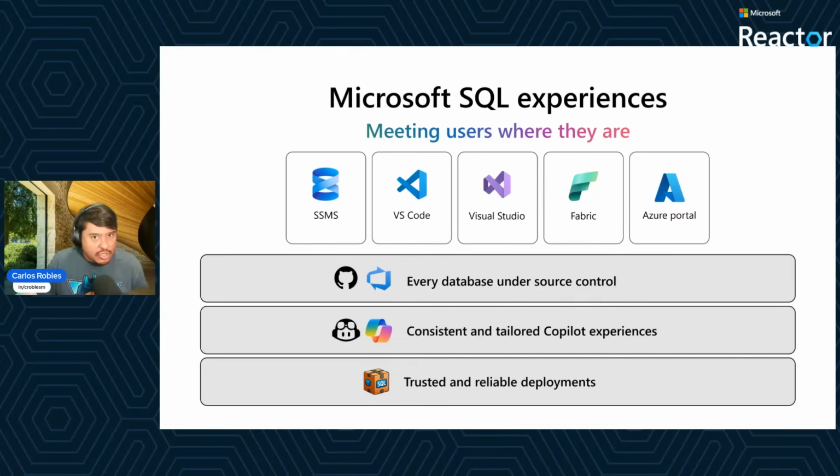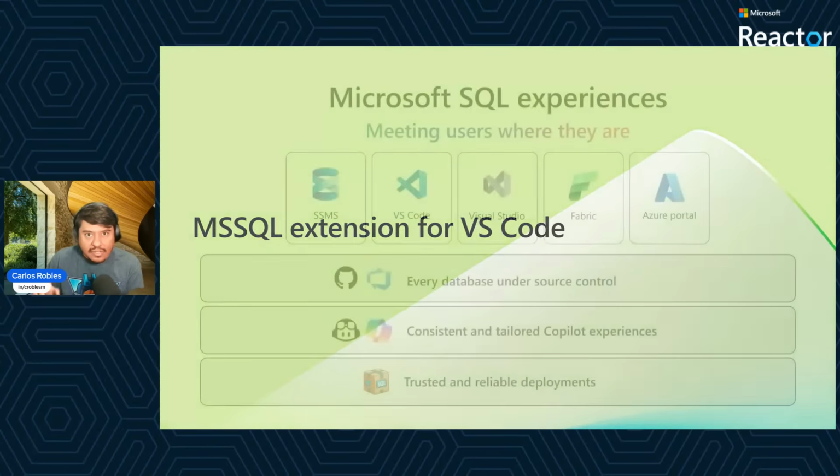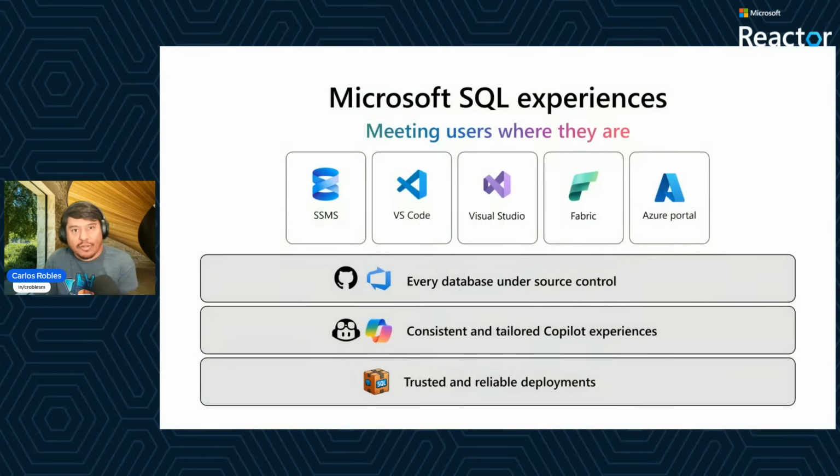So the message here is that depending on what you are doing, we have options for you. So hopefully you feel free to explore all those options. Other things that you can see right there on the screen is that we believe that all databases should be under source control. So whether you're using VS Code, SSMS, or Visual Studio, you have those capabilities. You have GitHub Copilot, so we'll be talking about that today. So just wanted to cover that. Next slide, please.